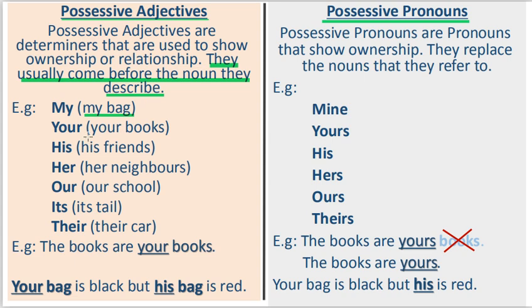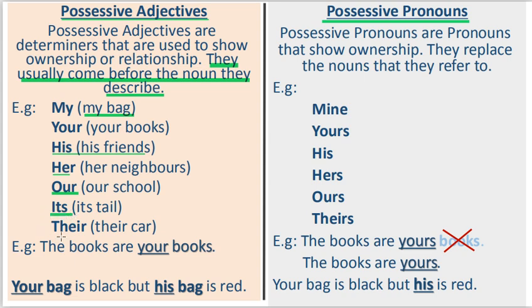Your, Y-O-U-R, as in your books. And if the person is male, his friends. If the person is female, her, and neighbors. If we are talking about a group of people and the speaker is one of them, we say our school. If it is a non-living thing, we say its, I-T-S, its tail.